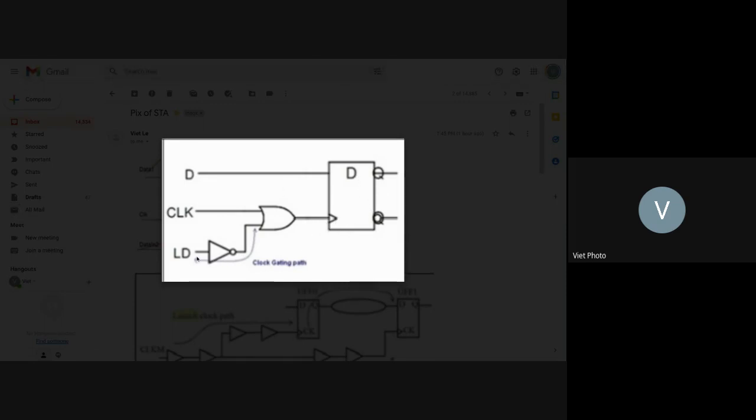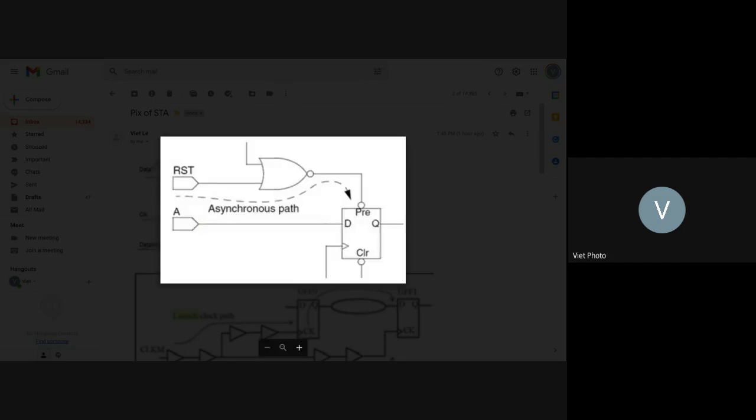So you can see that the clock part here doesn't go straight into the clock pin, but goes through some clock gate. Then this is the asynchronous part. The asynchronous part goes into the preset and clear. Because it's asynchronous, usually you don't have any flop along the way. So it's like a reset usually.